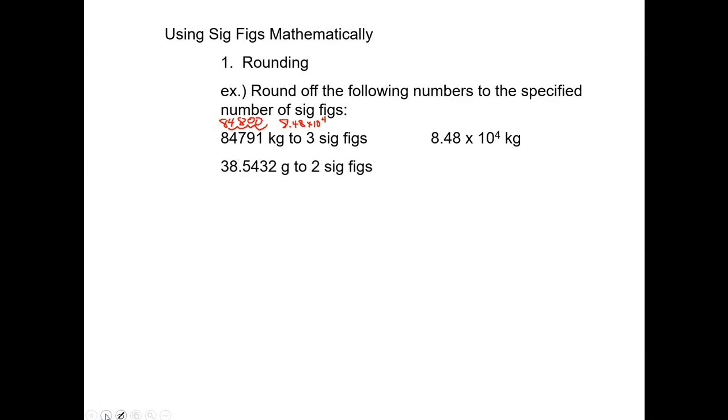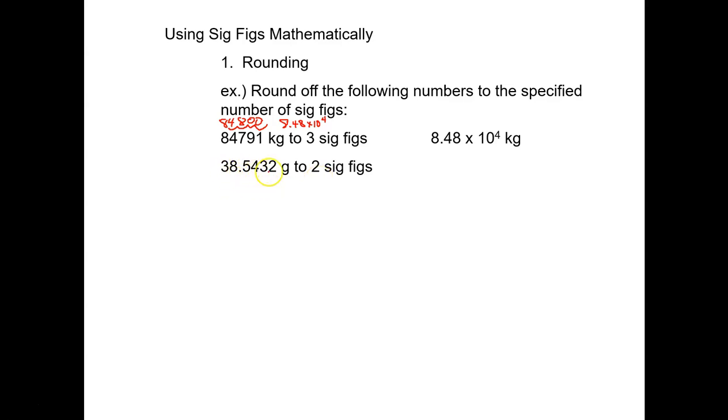Let's try another one. 38.5432 grams. I want to round that off, however, to just 2 significant figures. Well, look at this. Right now, how many significant figures is that? That's 6 significant figures. But I only want 2 significant figures. But I have to stay close to this number.